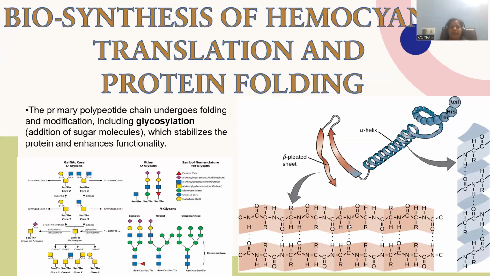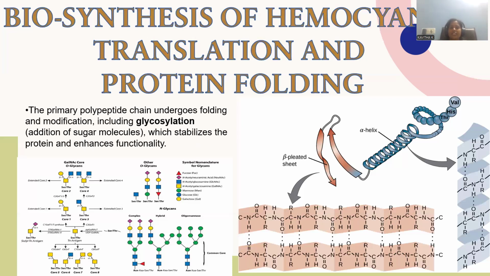All amide, polyamide linkages, polymeric chains are available, and moreover, the curvature is due to the existence of hydrogen bonding, which twists the molecule in such a manner, giving rise to protein folding, right? So the primary polypeptide chain undergoes folding and modification, glycosylation, right?